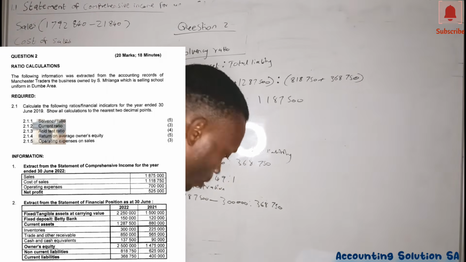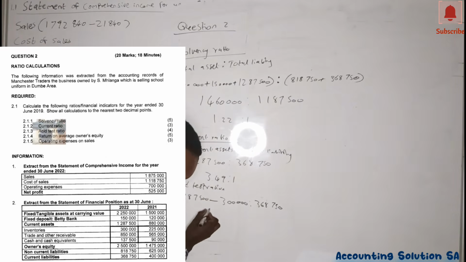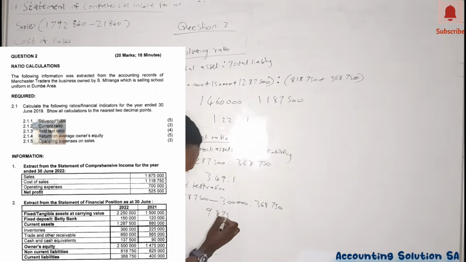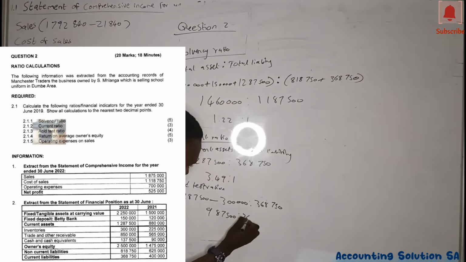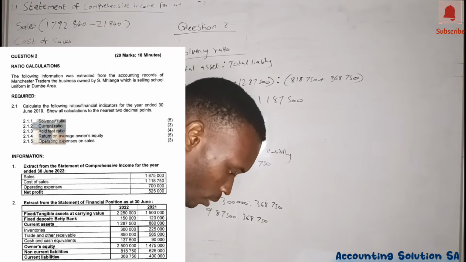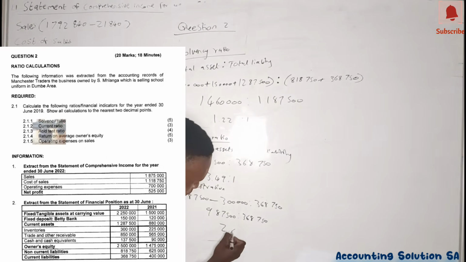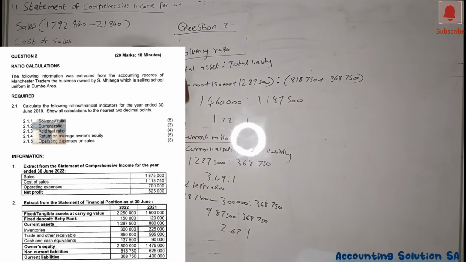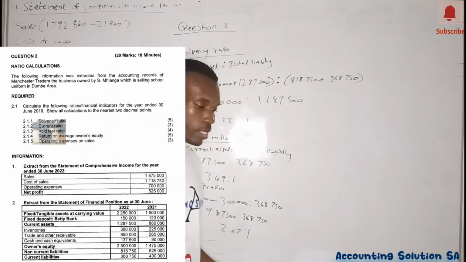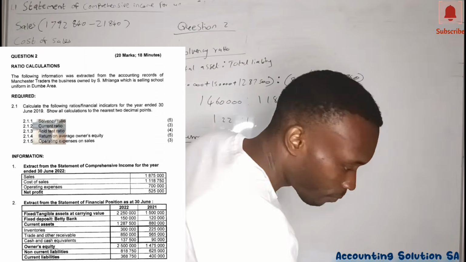1,287,500 minus 300,000. Then it's going to give us 987,500 is to 368,750. Then after that we're going to divide it by 368,750. It's going to give us 2.67:1. Simple as that, guys. Very straightforward, as long as you know the formula.